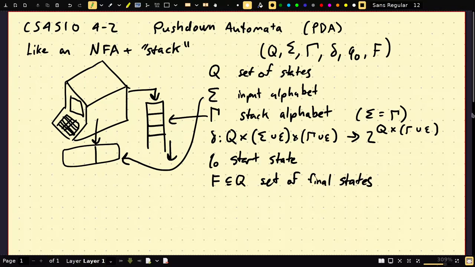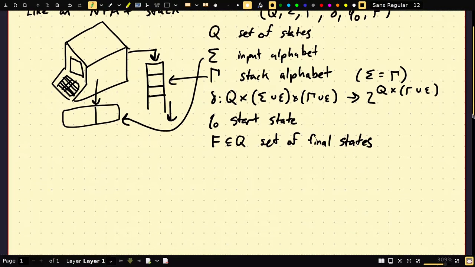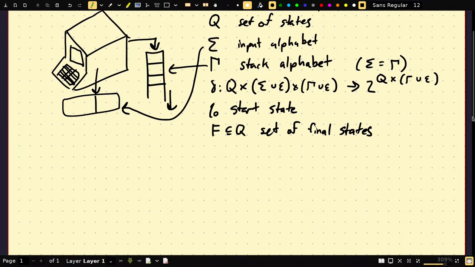Now, a formal definition here is even worse than a formal definition for NFAs or something, because there's so many moving parts. So what I'm going to do is just give you an immediate example. So this is a PDA to decide 0 to the n, 1 to the n, such that n is greater than or equal to 0.